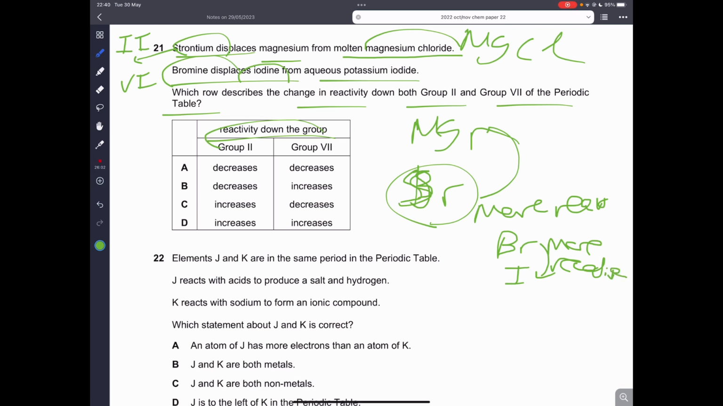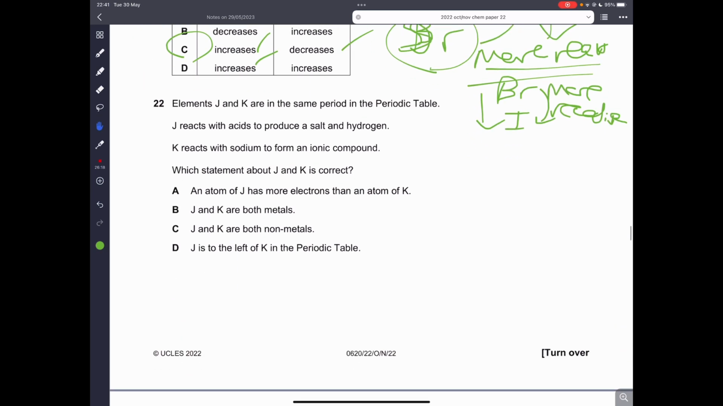So as you can see, for group 2, the lower you go, the more reactive it becomes, right? The reactivity increases. But for group 7, the lower you go, the less reactive it becomes, so it decreases. So C is the correct answer.